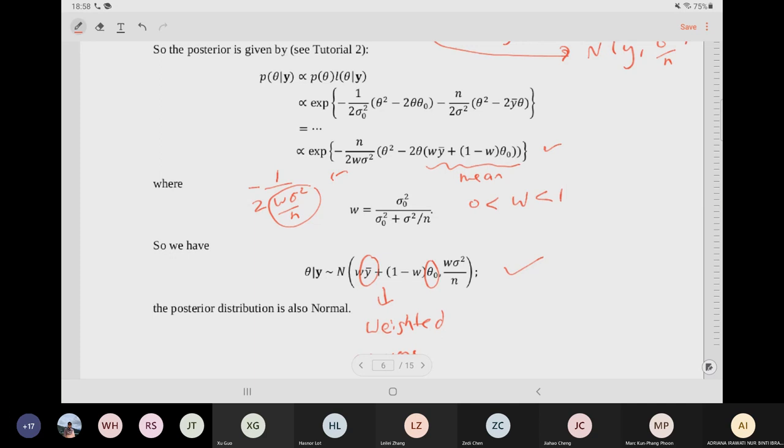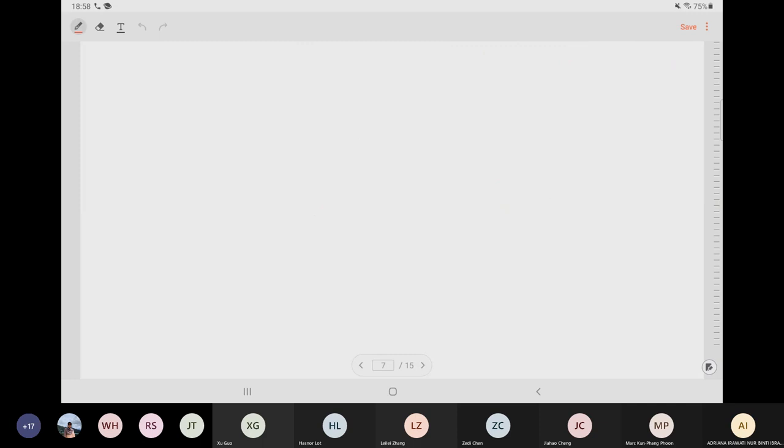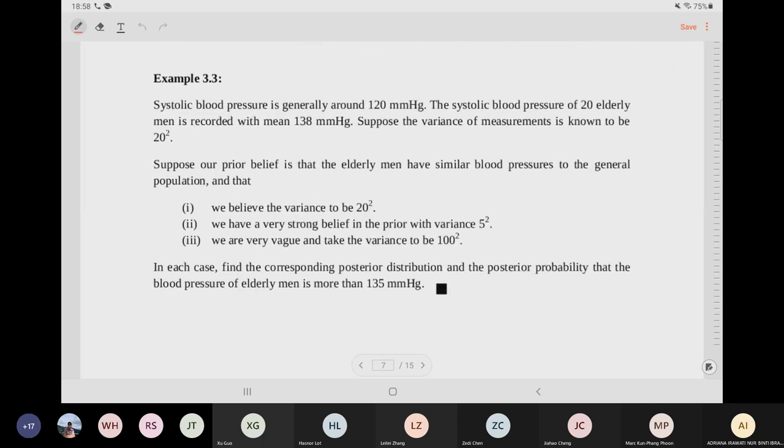This showing is actually not straightforward, which is why it's one of the tutorial questions. Right, so now we're going to look at an example. Systolic blood pressure is around 120 mmHg. I'm not sure what Hg is though. And then we have data.